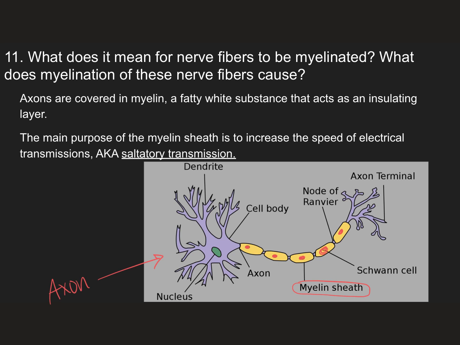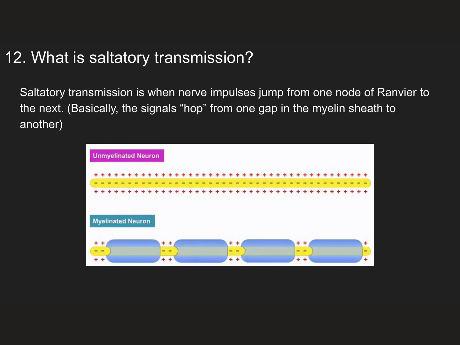In between each of these little sections of myelin, you have this thing called a node of Ranvier. Nodes of Ranvier are these little gaps outside of the myelin sheath. Those parts are important for the next thing that we're going to talk about, which is saltatory transmission. Saltatory transmission is when nerve impulses jump from one node of Ranvier to the next. So basically the signals hop from one gap in the myelin sheath to another.